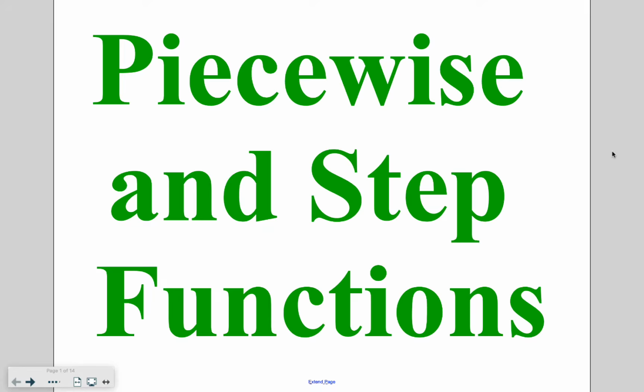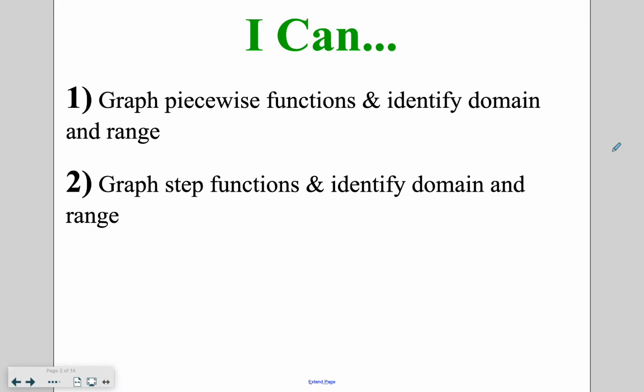Hello class, and welcome to today's algebra lesson, which is about piecewise and step functions. By the end of today's lesson, you will be able to graph piecewise functions and identify their domain and range, and also graph step functions and identify their domain and range.